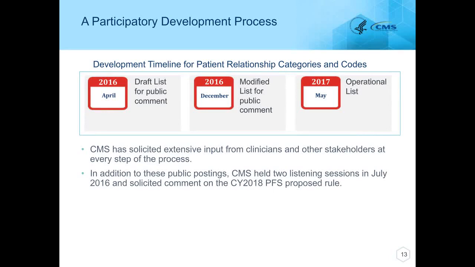This slide demonstrates how CMS has solicited extensive input from clinicians and other stakeholders. We have had 3 public postings of the patient relationship categories for public comment. It included a draft list for public comment in April of 2016. Then we had a modified list for public comment in December of 2016, and then the operational list was published in May of 2017. In addition to these public postings, CMS has held 2 listening sessions in July of 2016 and solicited comment in the rule of the physician fee schedule for calendar year 2018.